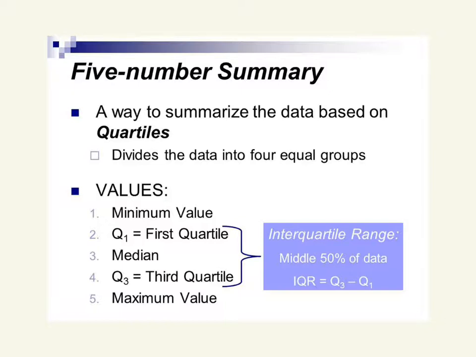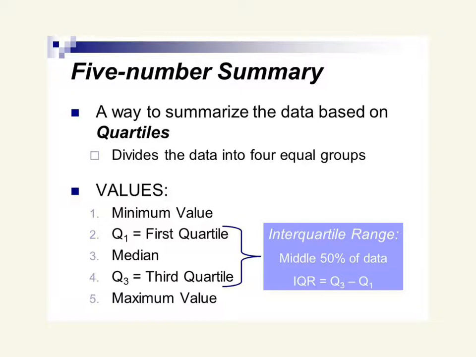So the 5-number summary is really pretty simple. It just simply summarizes the data based on quartiles. Now remember, we mentioned that quartiles are a measure of spread. So that quartile goes along with the median in terms of representing the center and spread of data. Right, so a quartile is just simply going to divide the data into 4 equal groups.